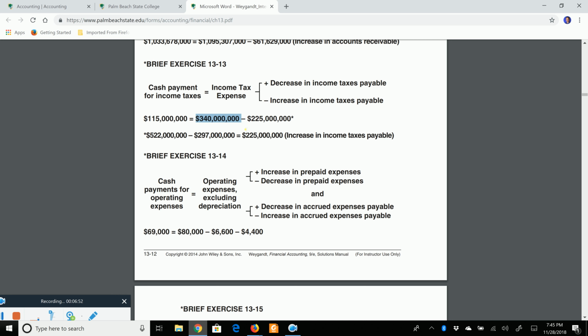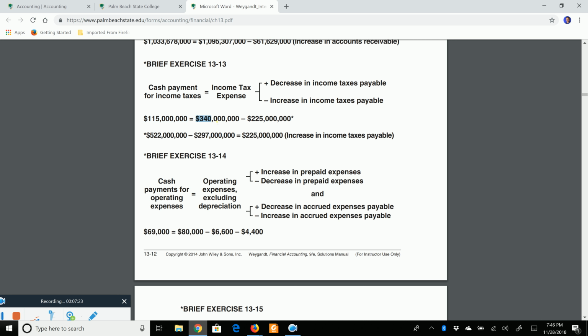Think about that logically. Forget about debits and credits for a minute. If you say to yourself, the liability has increased throughout the year, what that means is, yes, we are recording the expense throughout the year, but because the liability is growing, that means the cash is not being paid. And the opposite would also be true. If the liability is decreasing, that means we're paying down the liability. So the cash payment is actually $115 million.